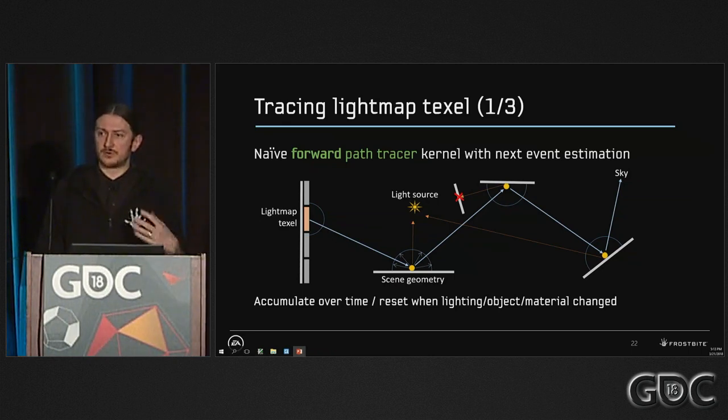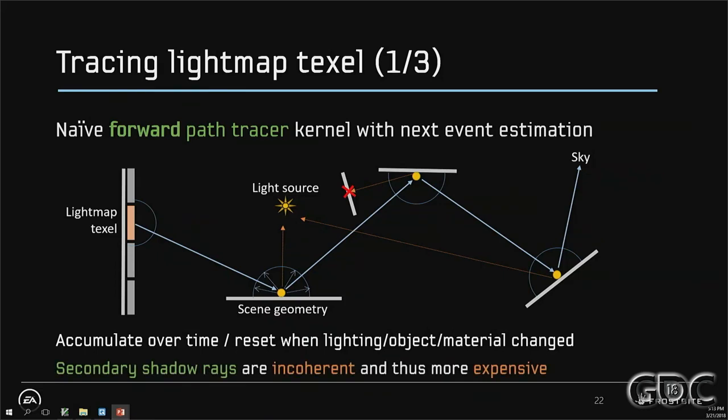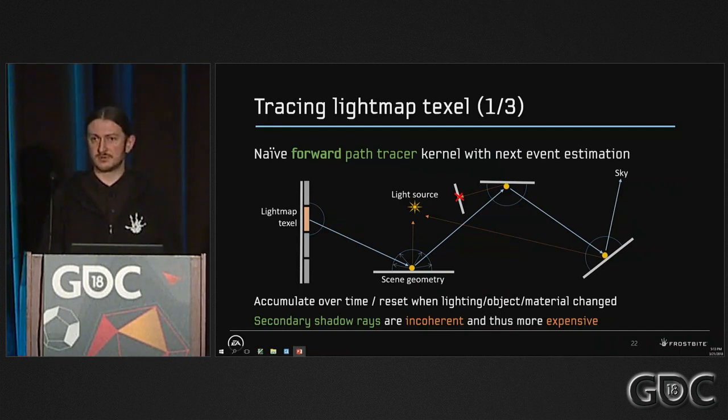We accumulate over time all those samples, as I said, using Monte Carlo integration. And when the artists move a mesh, update a material, or anything changes, we then reset the process, because then everything can be invalid. And then we notice that shadow rays can be expensive, mostly because they are incoherent. They can go in a lot of different directions depending on the surface.